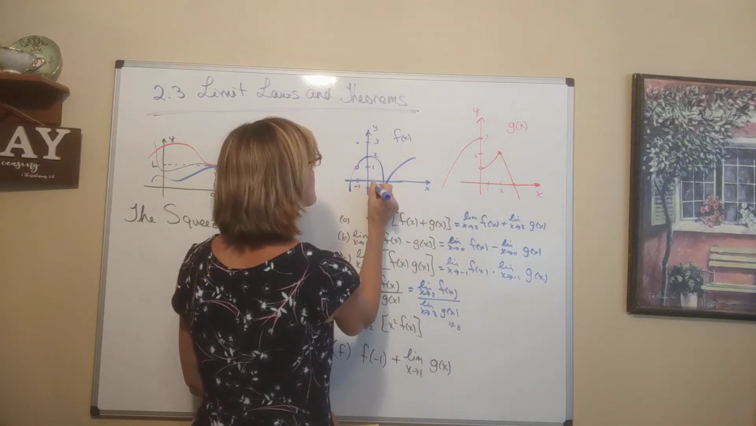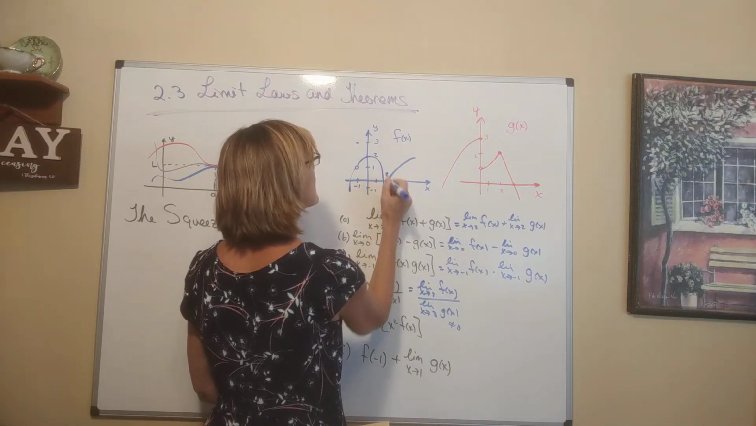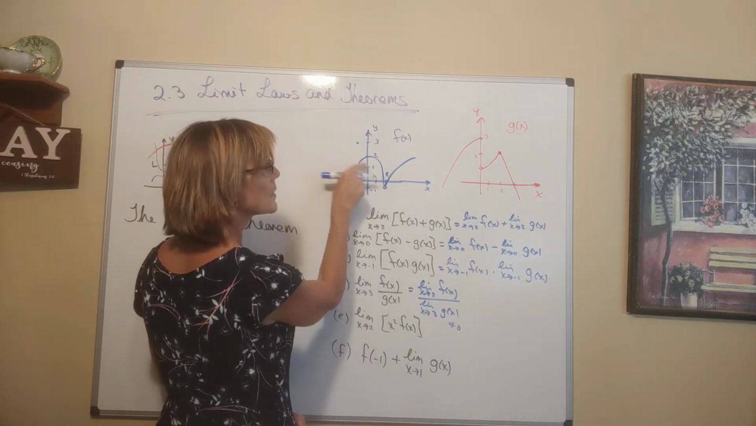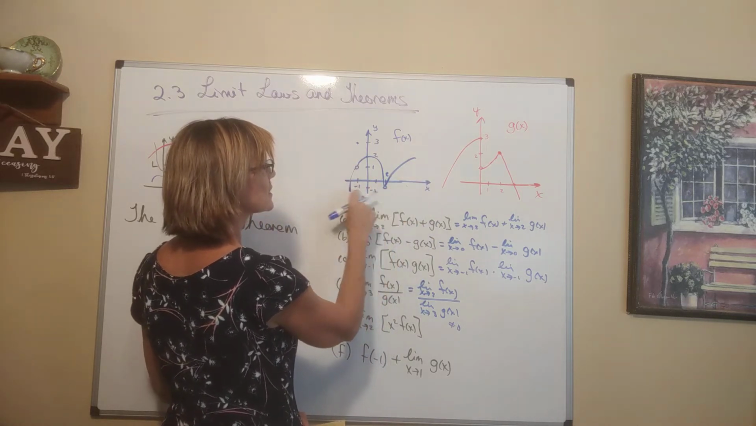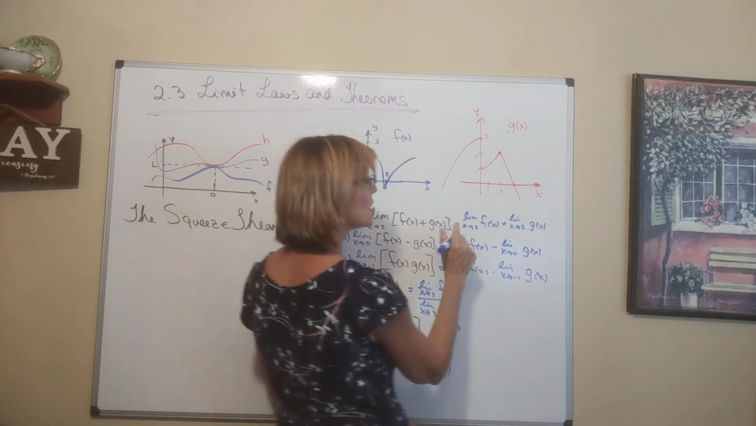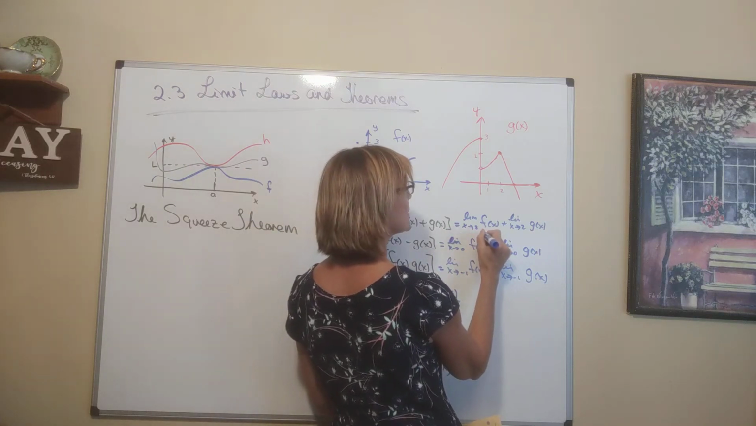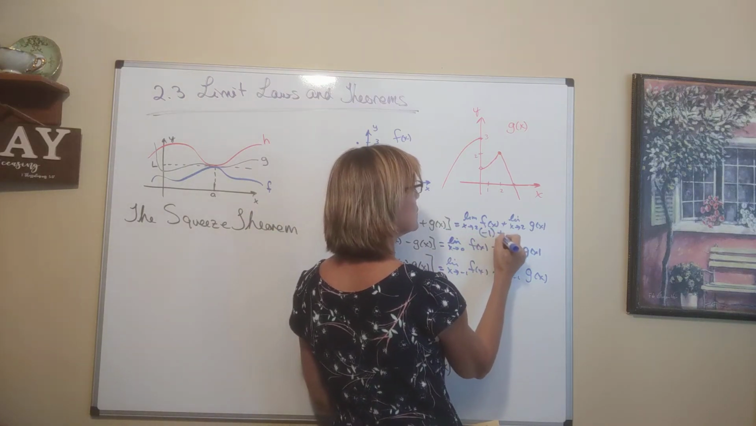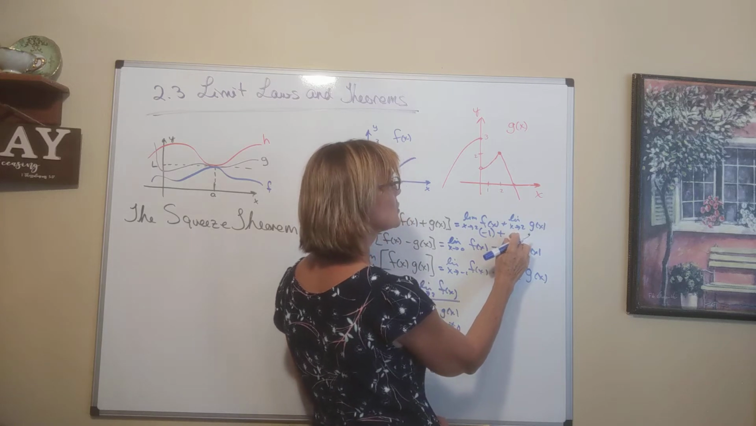This is 1 and this is 2. Okay, so the limit as x goes to 2 from the left and from the right looks like it's headed to negative 1. So the limit as x goes to 2 of f of x is negative 1 plus, what is the limit as x goes to 2 of g of x?